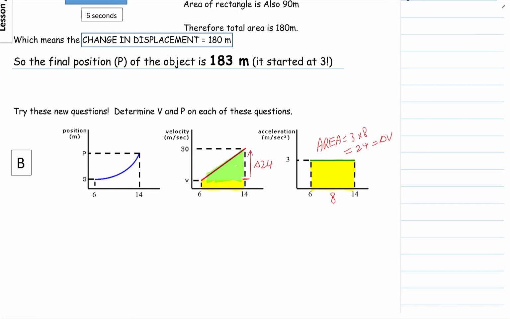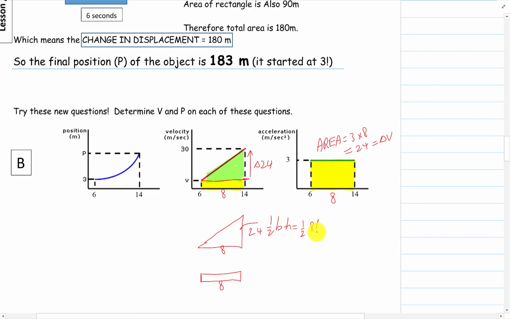Okay, let's see. Part of this you can do. Okay, so the height of this is 24, and the base of this is 8, so we need to do a little triangle here, and this is 1/2 base times height is the area, and that's going to be 1/2 times 8 times 24, and that's going to equal 96. So this is 96, and if this is 24, and it ended up at 30, then the initial here had to be 6. So that's important. That's one of the answers. B is equal to 6.